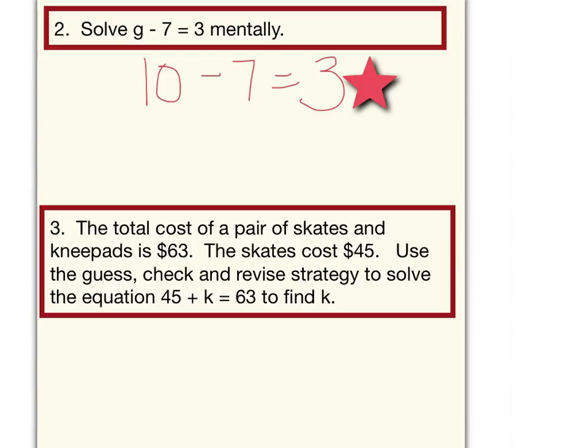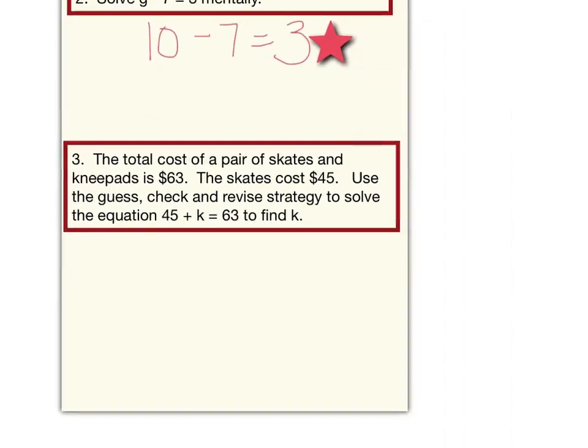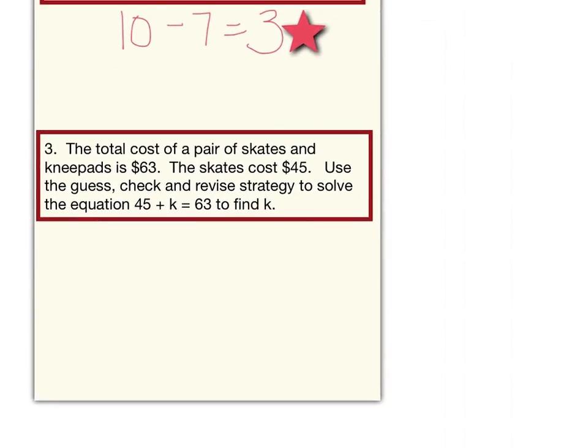Okay, let's look at a word problem now. The total cost of a pair of skates and knee pads is $63. The skates cost $45. Use the guess, check, and revise strategy to solve the equation 45 plus k equals 63 to find k. So we're going to have to be detectives here and try to figure this out. We have to sort of guess and check. Okay, so what is it that we need to find? We need to find the cost of the knee pads, which is k. The equation that we're going to use is 45 plus k equals 63. When you add a number to 45, we need it to equal 63.